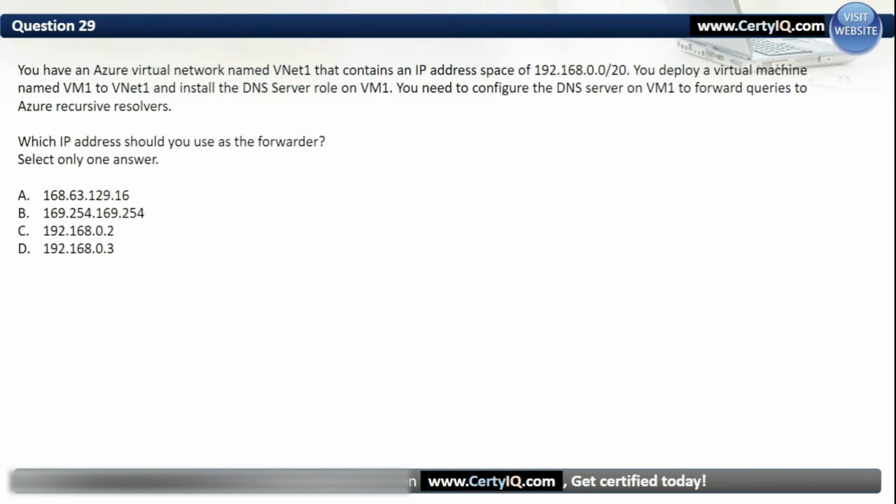Our options are A. 168.63.129.16, B. 169.254.169.254, C. 192.168.0.2, or D. 192.168.0.3. The correct option is A.